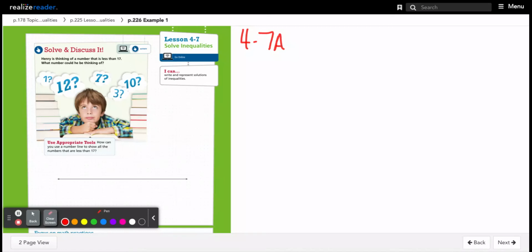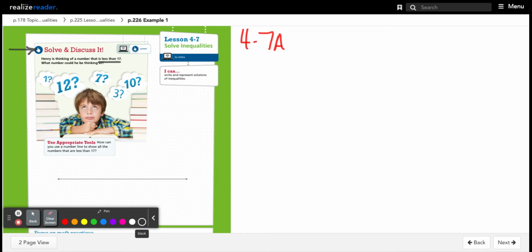This is lesson 4.7a. We are going to be graphing inequalities. Let's start by looking at this solve and discuss it problem. It says Henry is thinking of a number that is less than 17. What number could he be thinking of? So you should have said any number that is less than 17. 16, 15, 14, 0, a negative number.